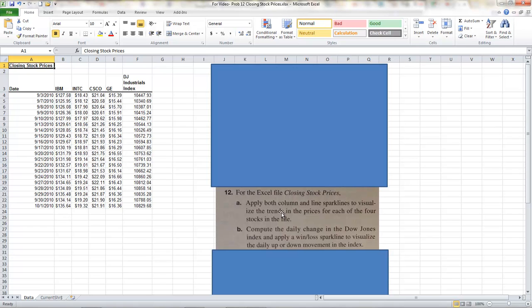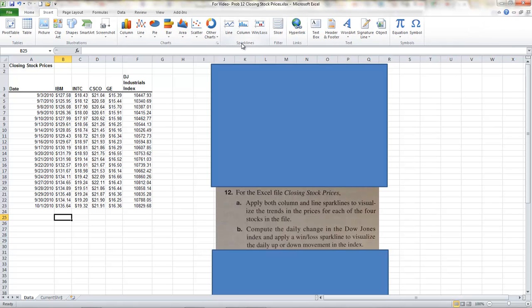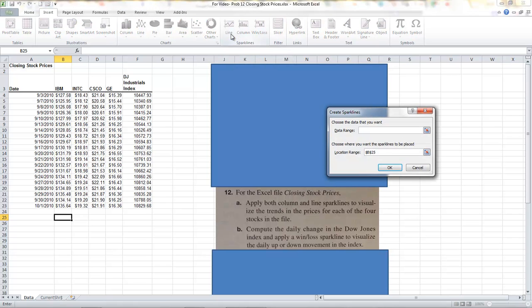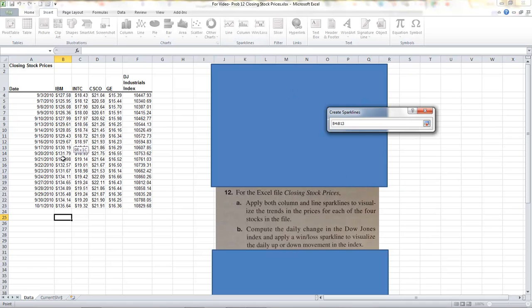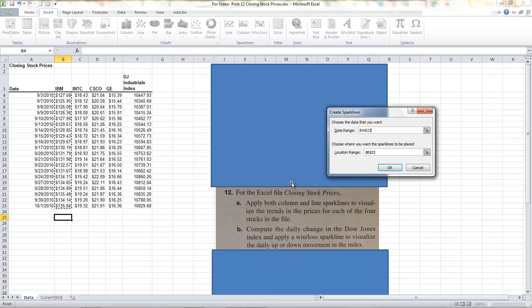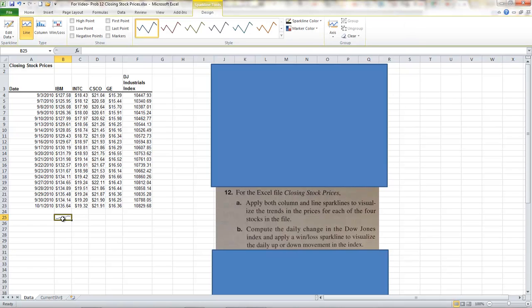We're requested to do 2 different kinds, both a column and a line spark line. And we want to watch a trend over about a month here. So we select the cell that we want to put the spark line into, go into insert mode, and come over to spark line. It asks us to do column and line. Let's do the line first. So we'll click line. It asks us for what range we want. Give it the range, and it assumes where we had originally clicked is where we want to have the spark line. Click OK, and we get a tiny little spark line in there.